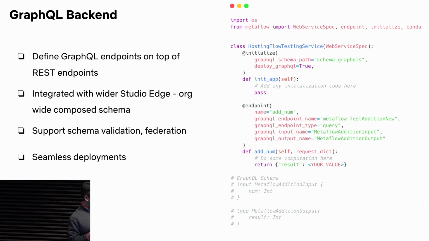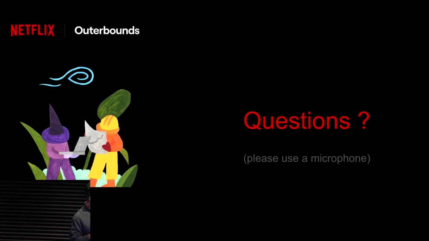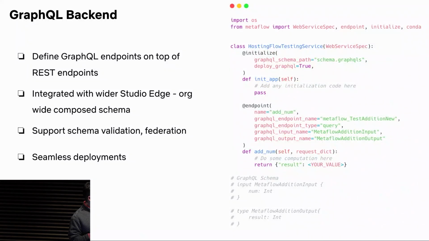There is literally no change in their service code. The service code remains the same, except within their endpoint, they can define the name for the GraphQL endpoint, as well as the input type and output type. GraphQL is a typed language, unlike Python, so you need to define the types like here, and then we do all the associated stuff like deploying it to the federated edge.